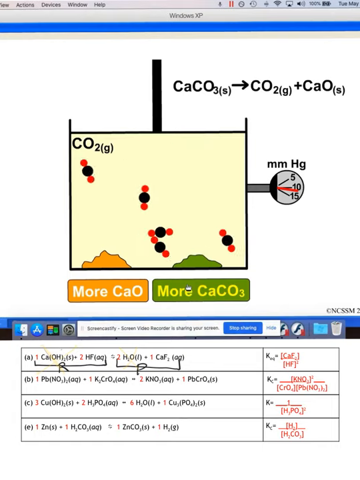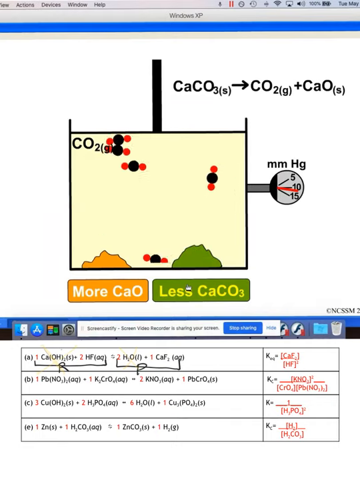You would see impact if you saw amounts of carbon dioxide changing. Adding more did not do anything. Notice adding more calcium carbonate didn't change the amount of carbon dioxide. So hopefully the takeaway is knowing that solids added to a system at equilibrium are not going to impact that equilibrium system.